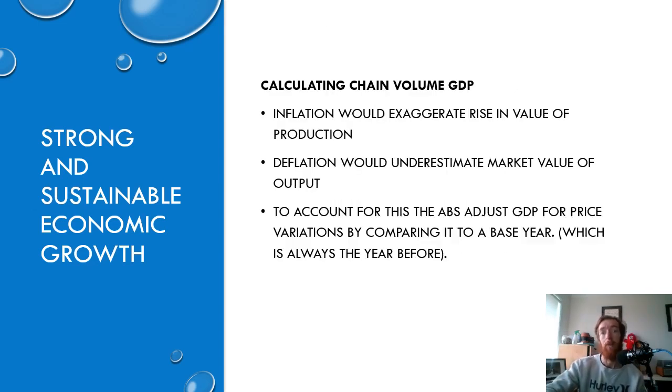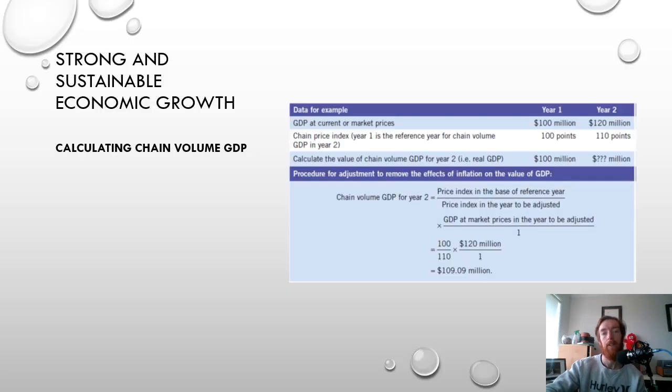So then why we calculate chain volume GDP is that inflation would exaggerate the rise in production and deflation would underestimate it, which we talked about before. So to account for this, the ABS adjusts GDP for price variations by comparing it to a base year, which is always the year before. So how to calculate this?